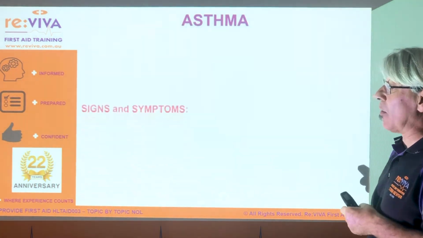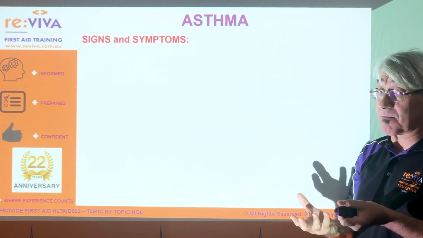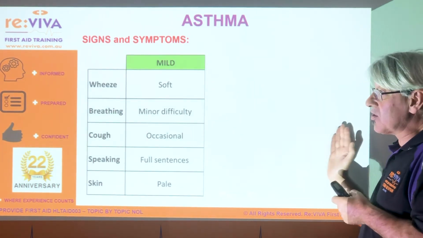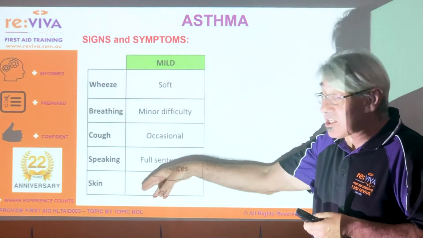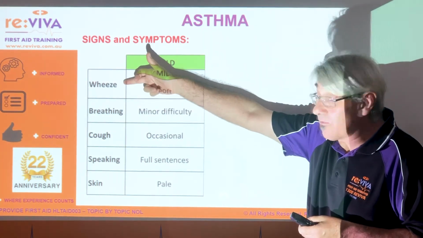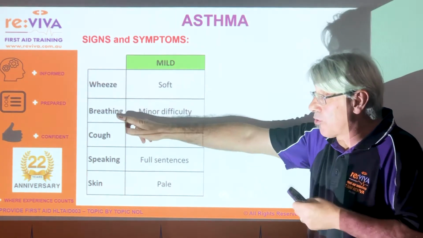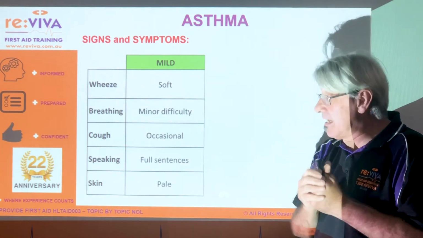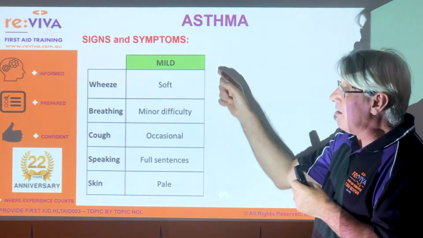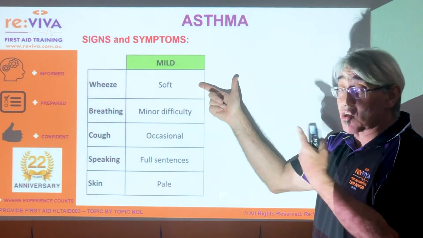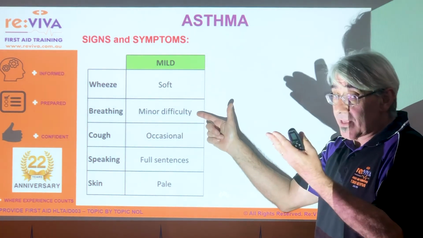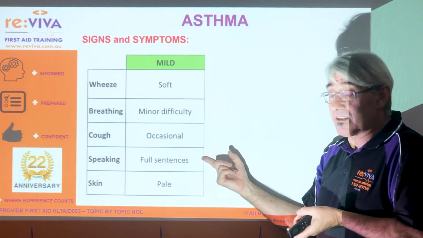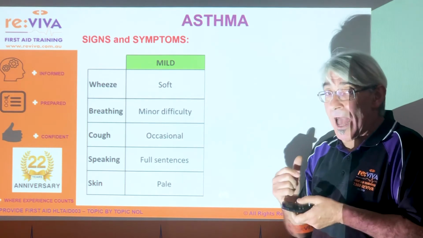Now, it's important that we identify signs and symptoms. There are three broad categories: mild, moderate and severe. Now, these are very easy to identify. Here are our symptoms of wheeze, breathing, coughing, speaking, and what the skin colour is doing. In a mild episode, we have a soft wheeze, minor breathing difficulty, and an occasional cough. They can speak in full sentences, and their skin might be a bit pale.